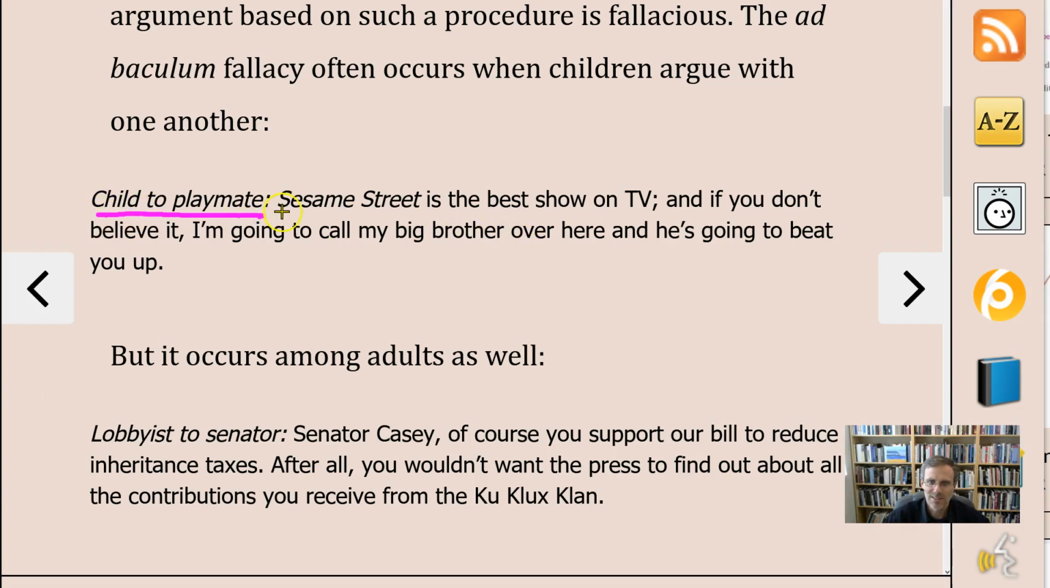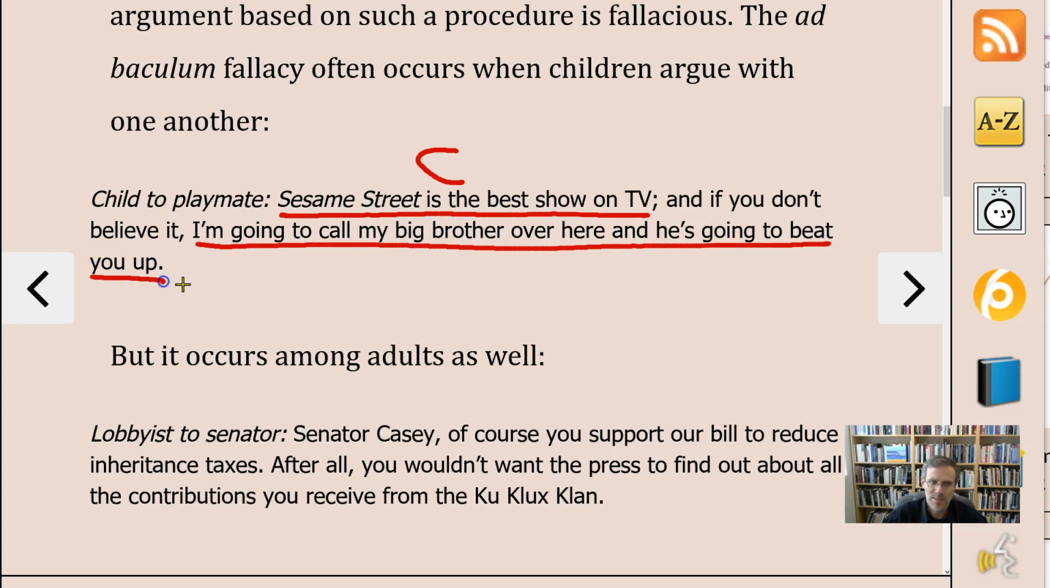A child says to his playmate, "Sesame Street is the best show on TV. If you don't believe it," and then here comes the threat, "I'm going to call my big brother and he is going to beat you up." So this is obviously not a good argument. We do have a conclusion. The conclusion is that Sesame Street is the best show on TV. And the speaker did also give a premise meant to support that conclusion. If you don't believe it, my brother will beat you up.